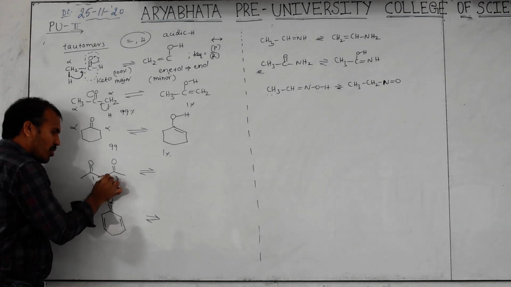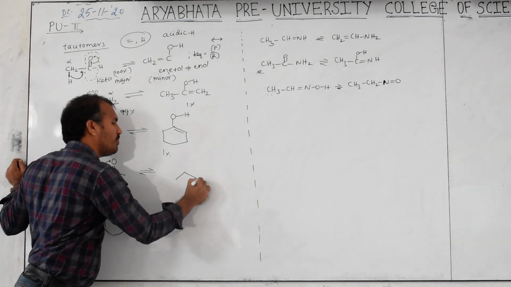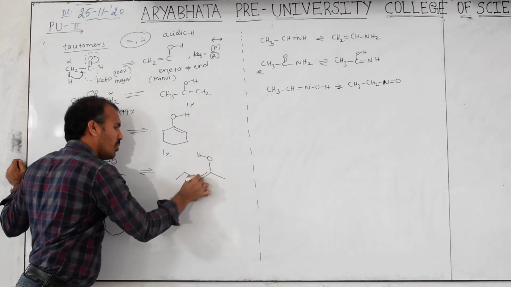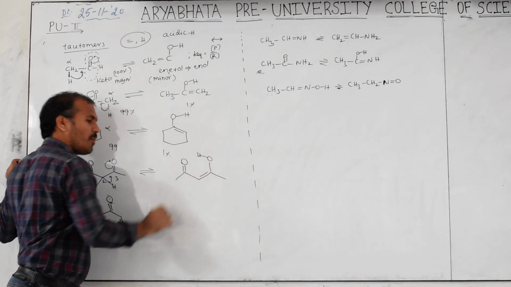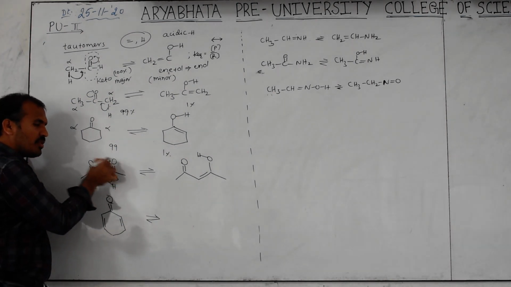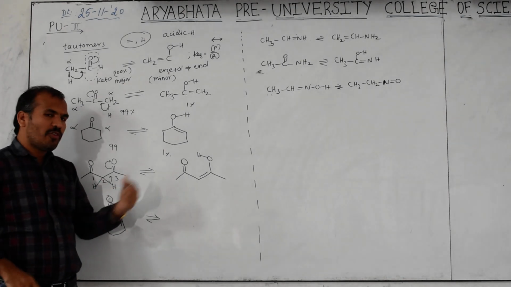For example, this hydrogen moves here, and this moves here. Then what will we get? OH, double bond, O. Clear? Because the double bond moves here and this H comes here. Now, is the keto form stable or the enol form stable?